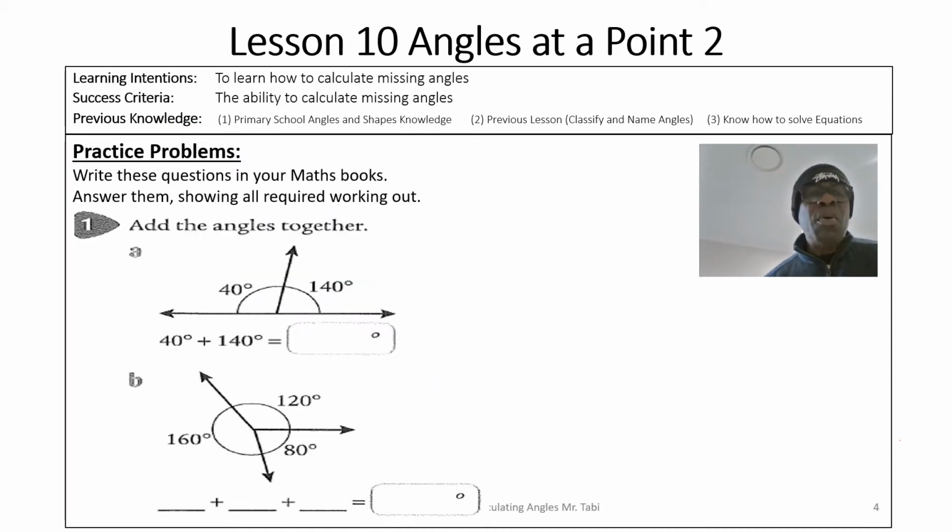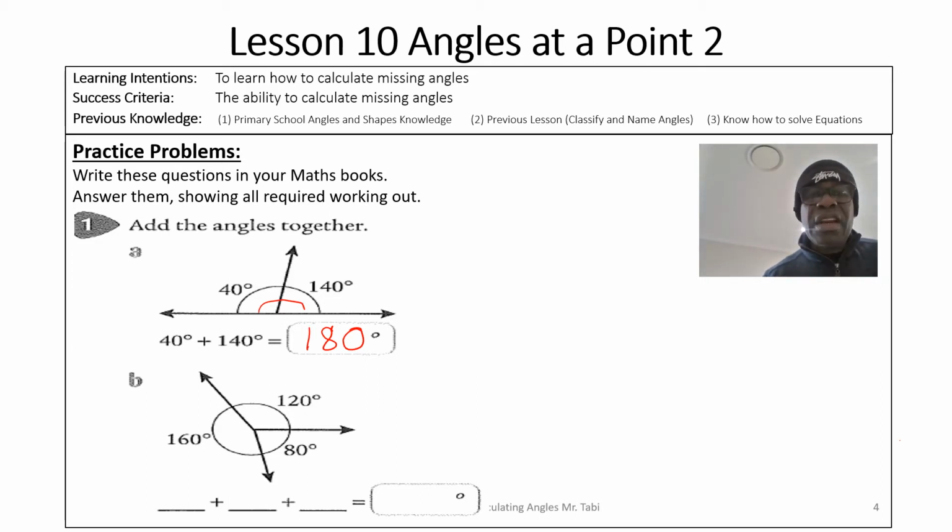So you can pause here and do this problem yourself. The first one has been done for you. Right, if you've paused and completed, let's continue. So here you see that 40 plus 140, that's supplementary. 40 plus 140 gives us 180 degrees. That's the angles in a straight line. The degree sign has already been put there for us.